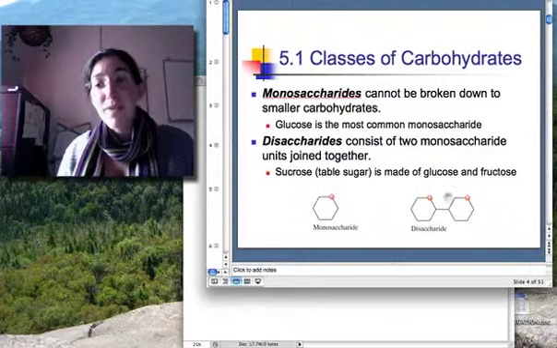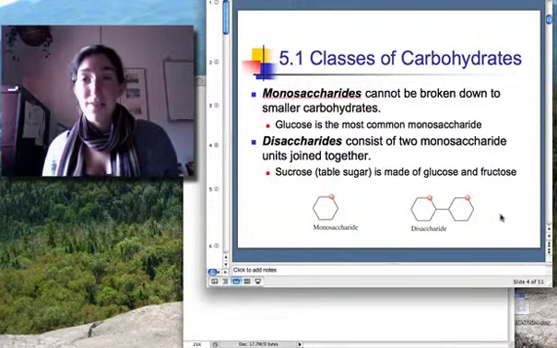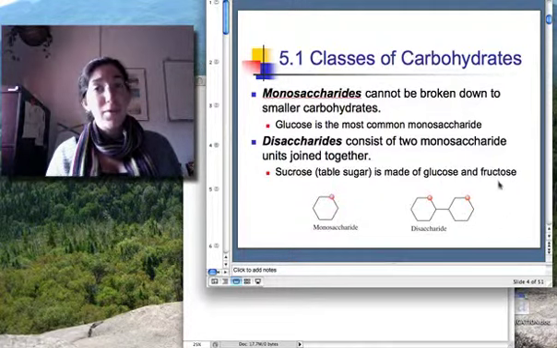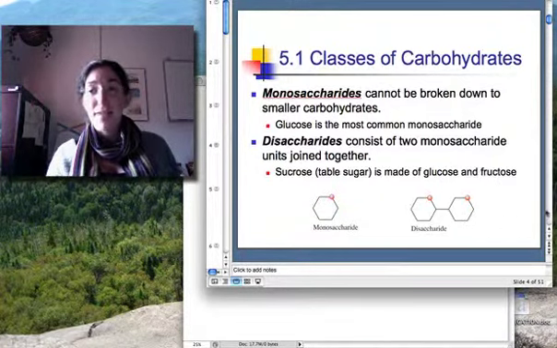Sucrose is an example of a disaccharide, and sucrose is table sugar. It's the stuff that you use to sweeten your coffee, and it's sweet because it's a combination of glucose and fructose, fructose being, again, the sweetest of the monosaccharides.